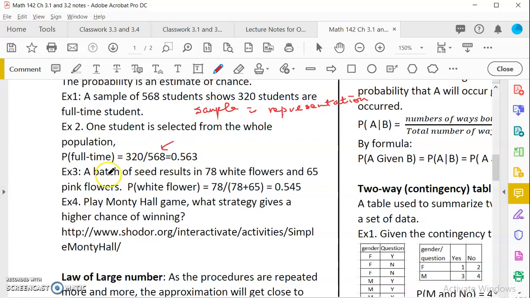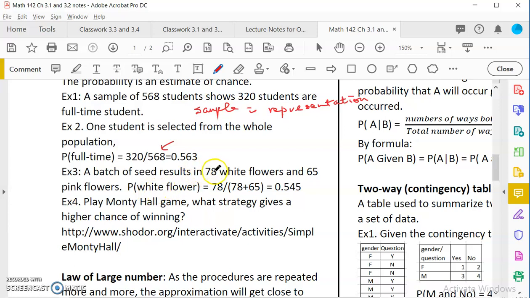The second one is about seeds and growing. So you have a batch of flower seeds and you want to grow flowers, but because of genetics, sometimes the plant develops white flowers, some develop pink flowers. So there are 78 white and 65 pink flowers. So if I am to plant another plant, would I get a white? What is the chance of getting a white flower?